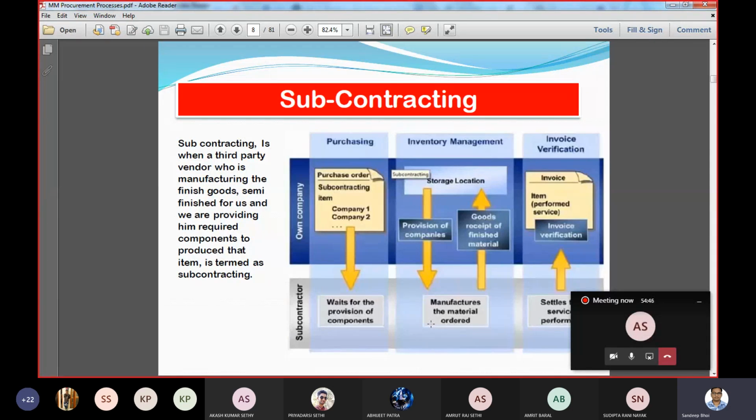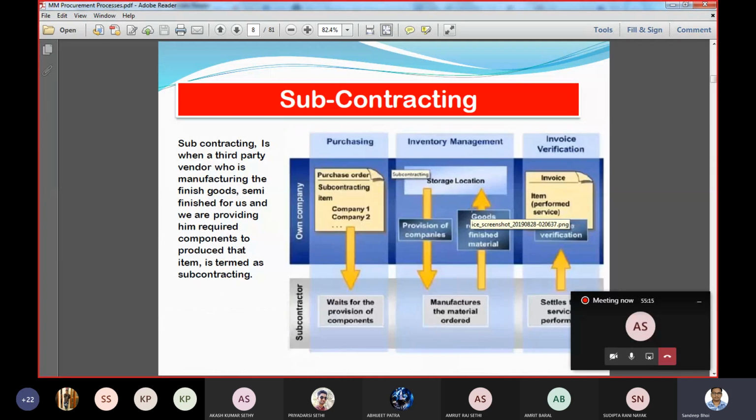So the subcontractor will manufacture the material that has been ordered from the inventory. Whatever material you have in the storage location will be given to the subcontractor, and the subcontractor will manufacture the finished product. The finished product will be sent by the subcontractor to the storage location, to the inventory section.